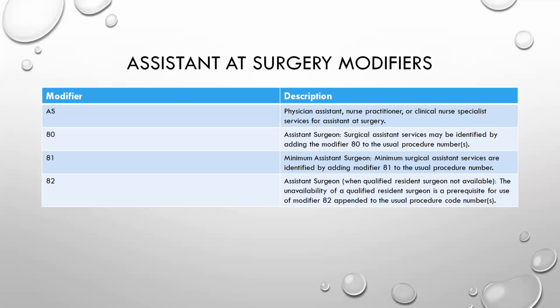And then the last one is your 82. This is an assistant surgeon when a qualified resident is not available. So if you are in a teaching hospital and your hospital utilizes residents as an assistant, and you are unable to get one of those at the time of the procedure for whatever reason, then you can use the 82 to have an assistant surgeon only when you are not able to obtain a resident to do that work in that procedure.